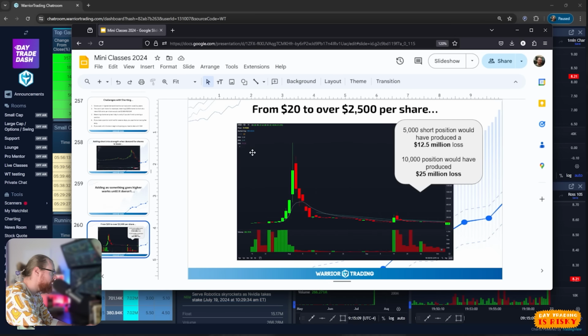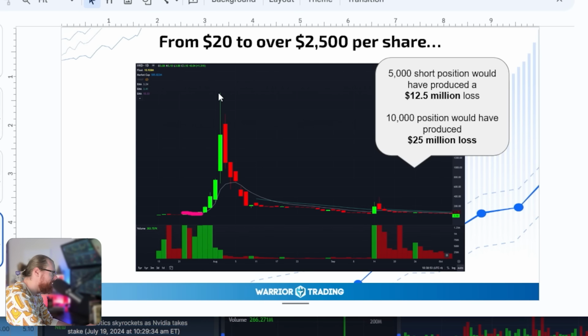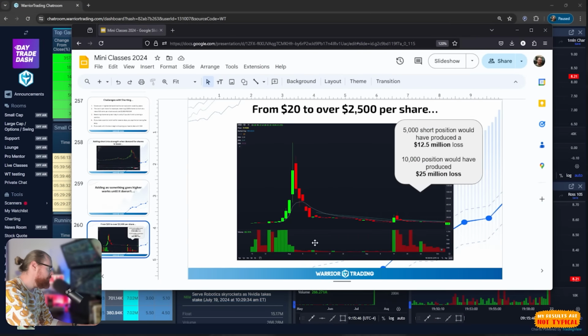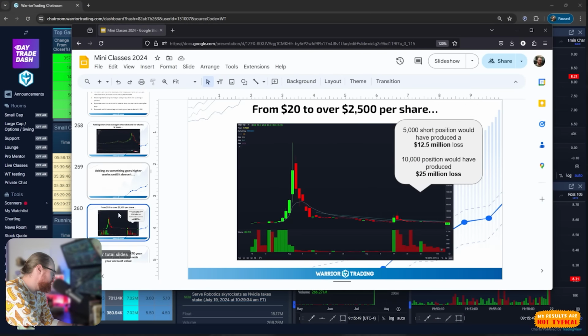So here's an example here where this stock went from $3 a share to $2,500 a share, which means even just a small 5,000 share position could have produced a loss of $12.5 million. So I'll say right now that as a beginner trader, you should be very cautious considering strategies that involve short selling because of the risk of unlimited loss. It's theoretical that it's unlimited because no stock goes to infinity, but here are real examples of a stock that went from $20 a share to $2,500.